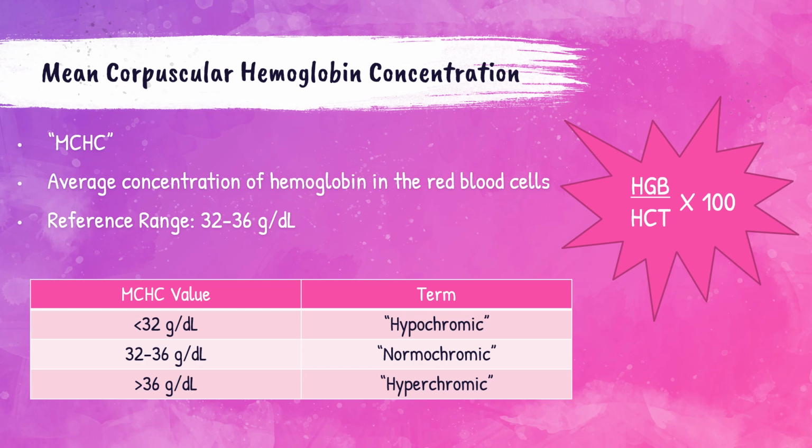So a normal red blood cell with a normal MCHC value is going to be something we call normochromic. A decreased MCHC, so an MCHC that is less than 32 grams per deciliter, those red blood cells are going to be called hypochromic, right? And an increased MCHC, so over 36 grams per deciliter, the red blood cells in that patient are going to be called hyperchromic. And I'm going to explain on the next couple of slides what hypochromic and hyperchromic cells look like.